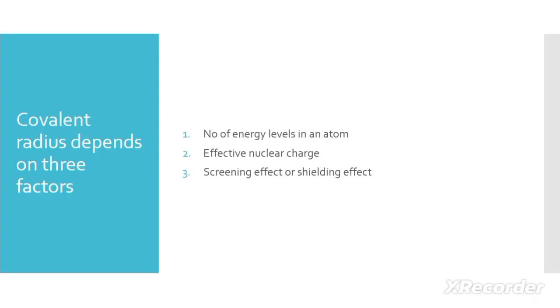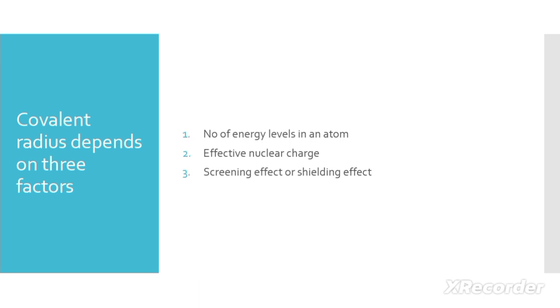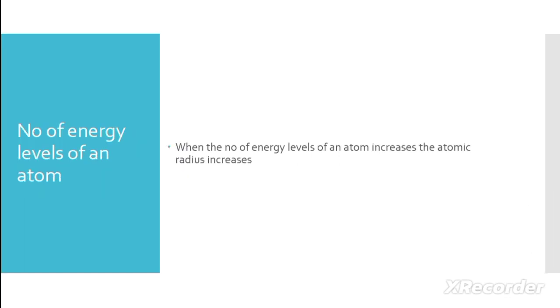Terming atomic radius, we generally refer to covalent radius. So from now we will discuss covalent radius. Covalent radius depends on three factors. First one is number of energy levels in an atom, then effective nuclear charge, and screening effect or shielding effect. Number of energy levels in an atom is an obvious fact. You know that when the number of energy levels in an atom increases, the atomic radius also increases.